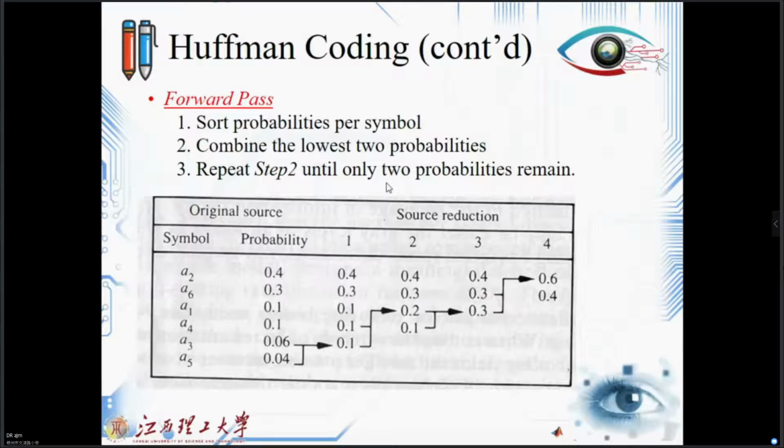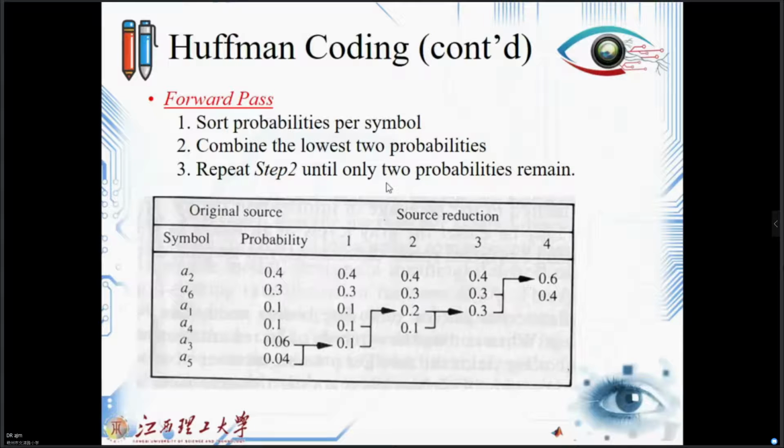If we want to know the process for Huffman coding, we have two steps. The first step is the forward pass. What we will do in this step: first we will sort the probabilities per symbol, and then combine the lowest two probabilities together. This should be done two by two.